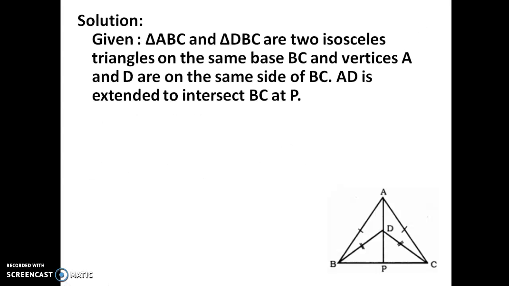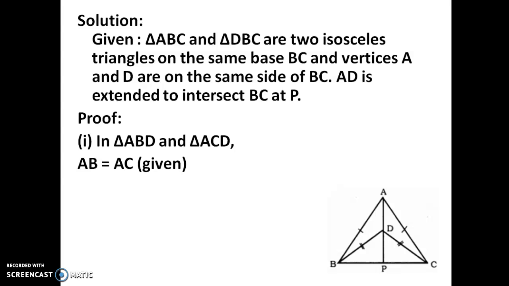So, the given data, you have to write. Triangle ABC and triangle DBC are two isosceles triangles on the same base BC, and vertices A and D are on the same side of BC. AD is extended to intersect BC at P. So this is the given data in the question. Now we have to prove it, so let's take those two triangles.